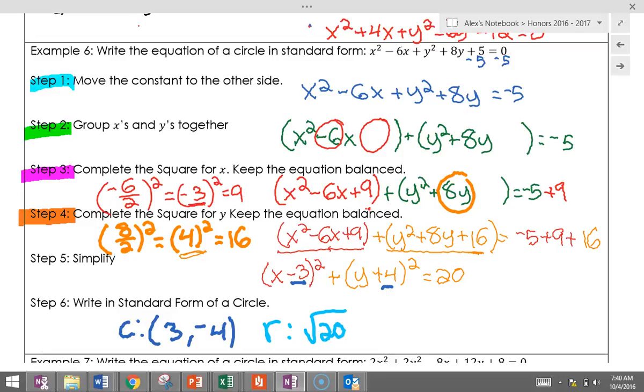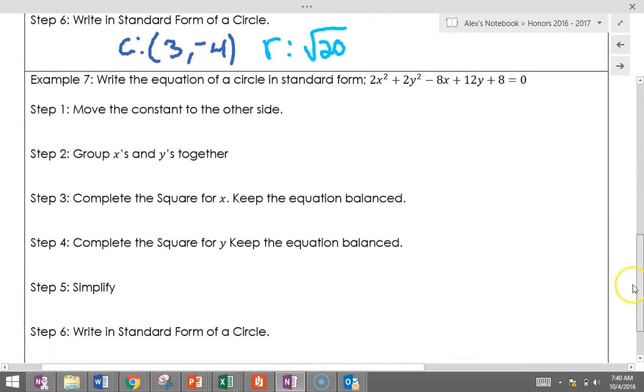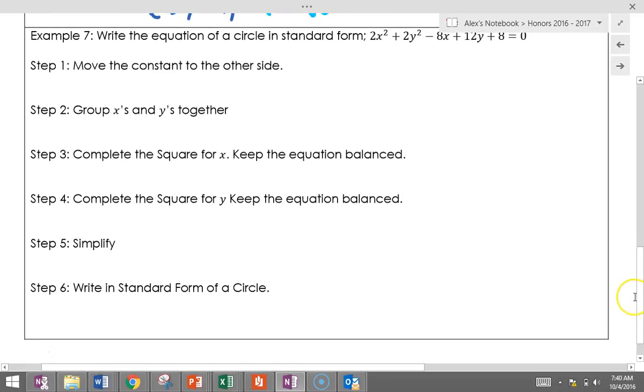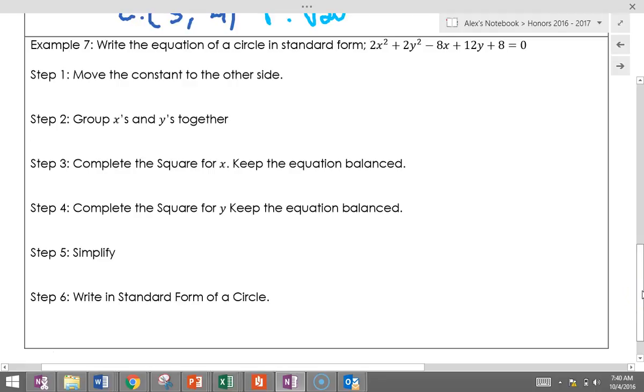Alright? So completing the square has a lot of steps to it, and you got to remember them all. You have looked at completing the square before. We usually use it to solve quadratics. We looked at it last year. But now we're going to look at circles, using circles. Okay? Alright, let's look at our next problem. Same type of thing, and have one extra step.